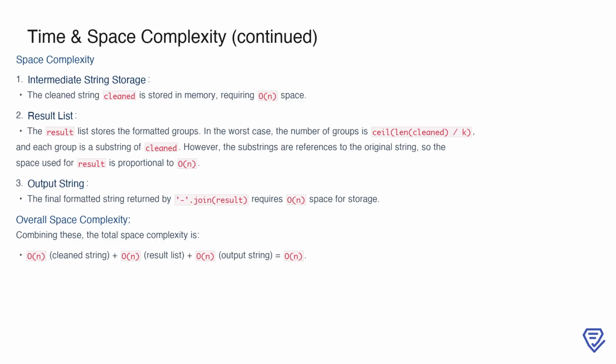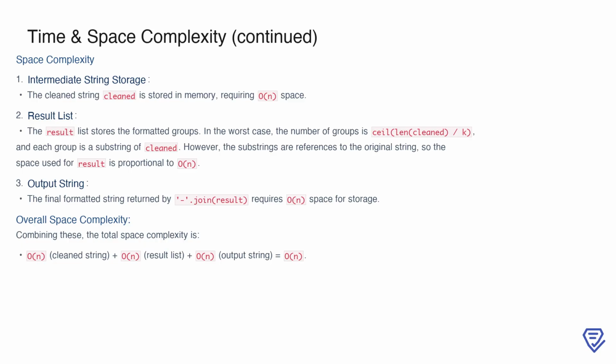Let's now examine the space complexity. First, the algorithm creates an intermediate string called cleaned by removing dashes and converting characters to uppercase. This requires storing a copy of the input string without dashes, which takes O(n) space.